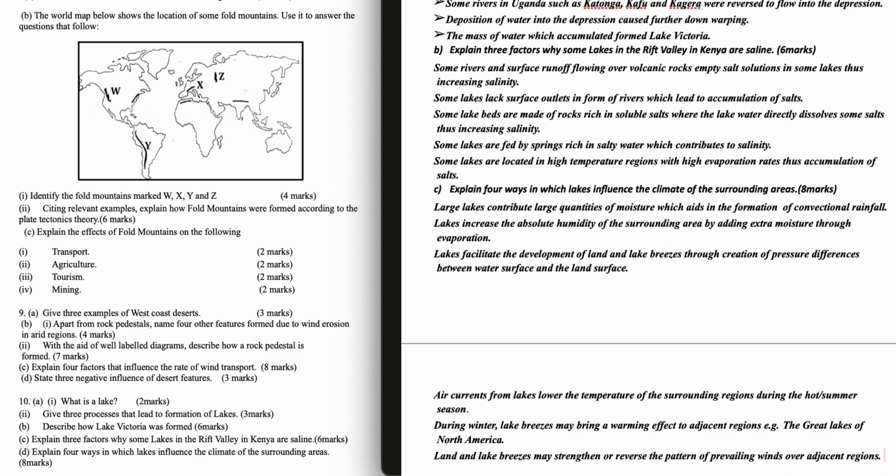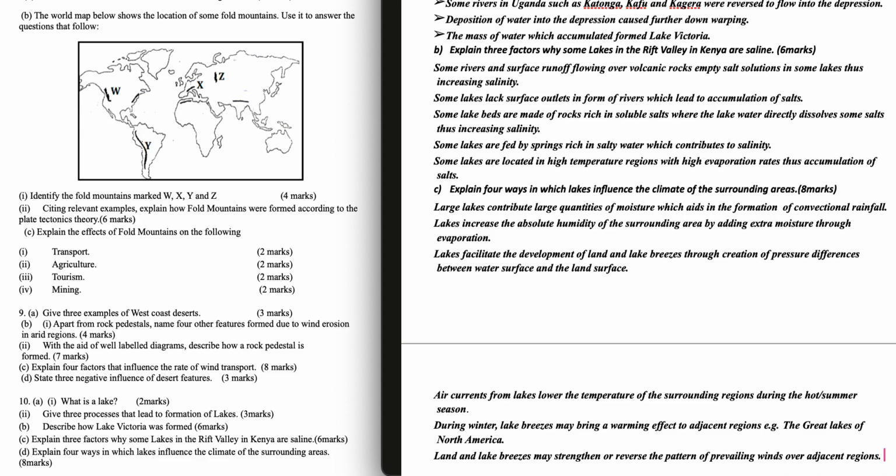Question 10d. Explain 4 ways in which lakes influence the climate of the surrounding areas. Large lakes contribute large quantities of moisture, which aids in the formation of convectional rainfall. Lakes increase the absolute humidity of the surrounding area by adding extra moisture through evaporation. Lakes facilitate the development of land and lake breezes through the creation of pressure differences between the water surface and the land surface.